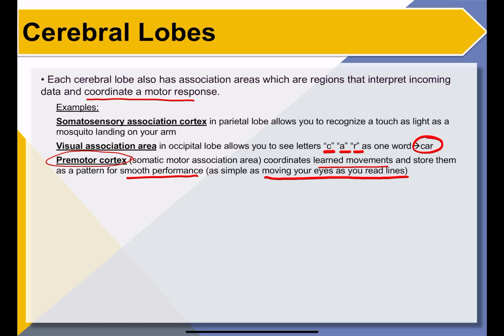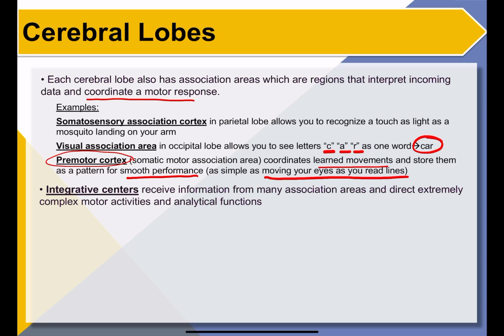Okay, so it's kind of like working together for that one capability of the brain. Okay, so you're able to move your eyes in that horizontal pattern so that you don't miss a line or skip to the next paragraph all of a sudden as you're reading some reading material from a book or from a slide. Okay.